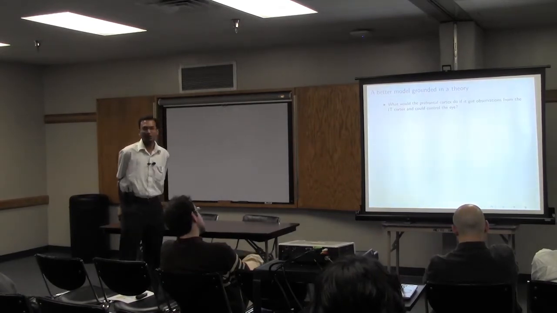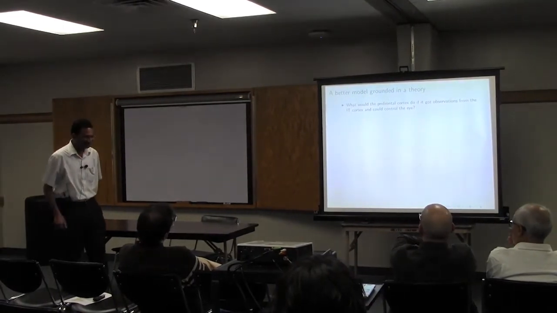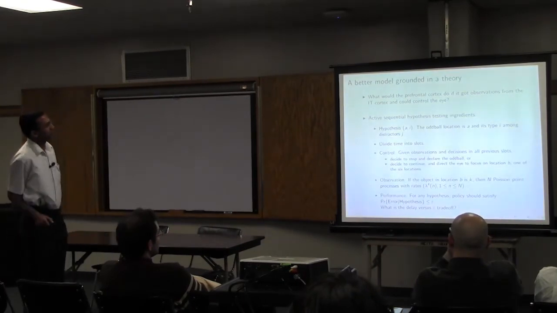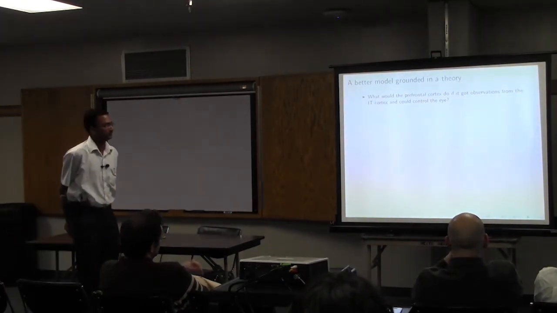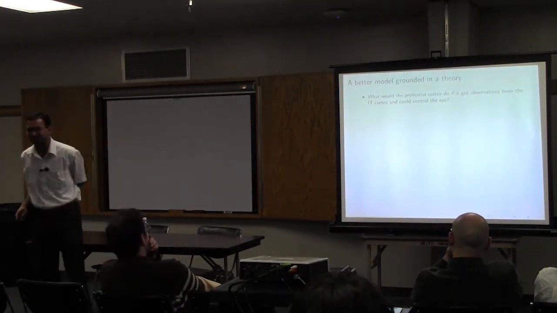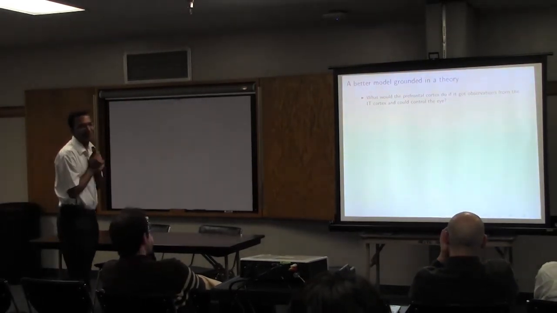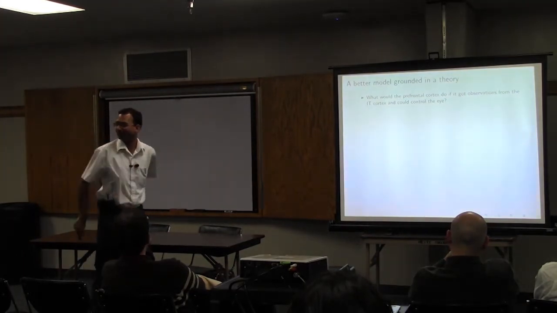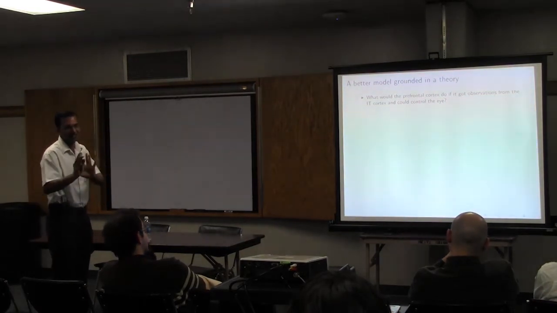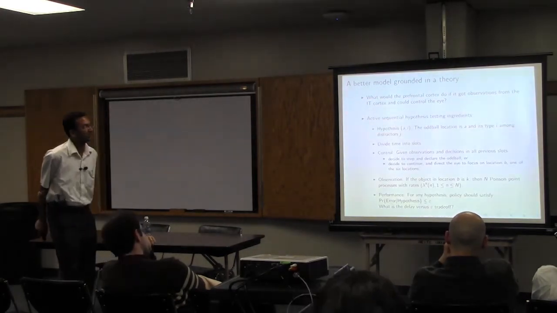So we wanted a better model grounded in theory. And to some extent, I think Tara has stolen the thunder. But nevertheless, okay. What would the prefrontal cortex do if it got observations from the IT cortex and could control the eye? This was the question that we really asked ourselves. So in a sense, we are essentially trying to give an engineering viewpoint to this problem of biological vision. It's a biased engineer's view, but nevertheless, let me go ahead and give my viewpoint. So here is the model that we came up with.